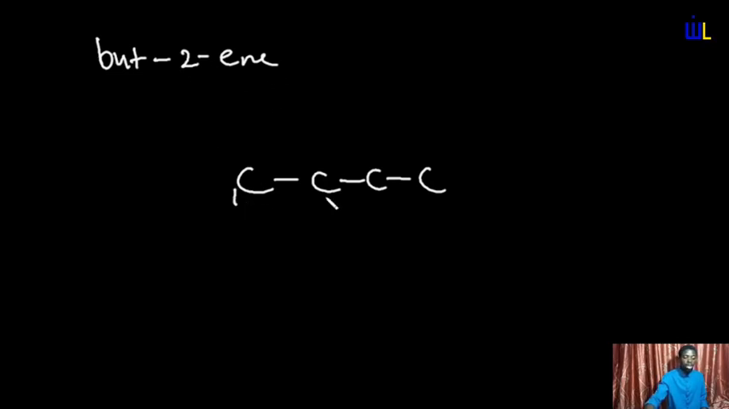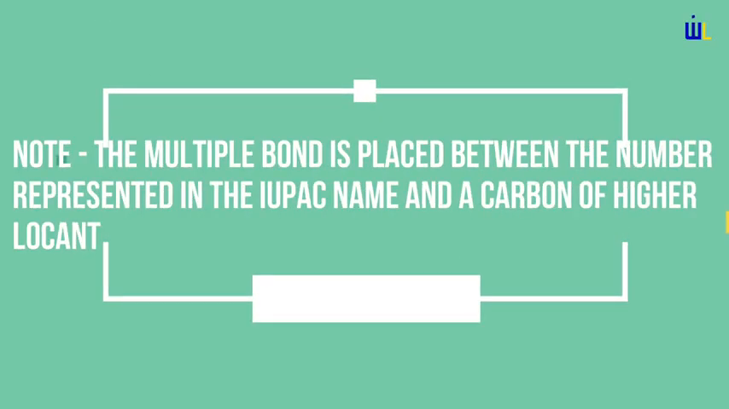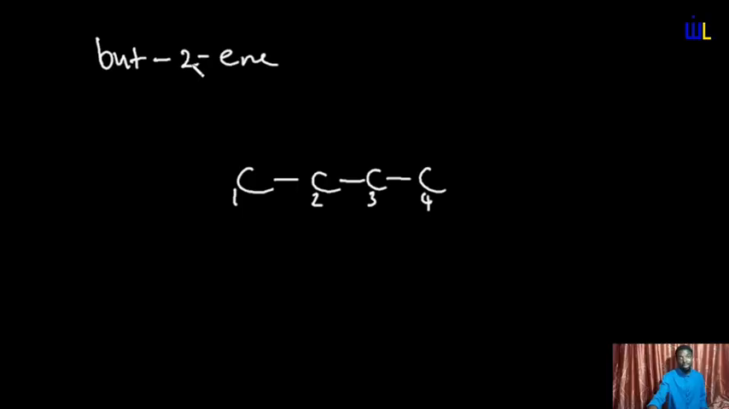So let's allocate the locants 1, 2, 3, 4. The multiple bond is placed between the number represented in the IUPAC name of the organic compound and a higher number, not a lower number. So it is now going to exist between 2 and 3. So I'm going to place it here, not between 2 and 1, but between the number given and a higher number. So have that in mind. If I'm representing this, it is going to be but-2-ene when you're looking at the structure generally.